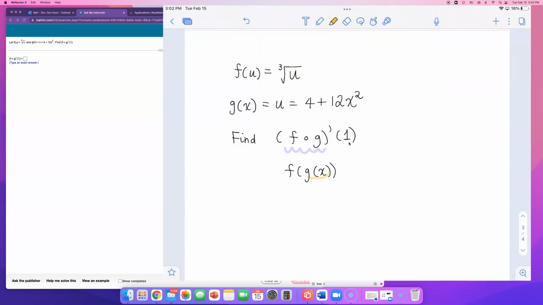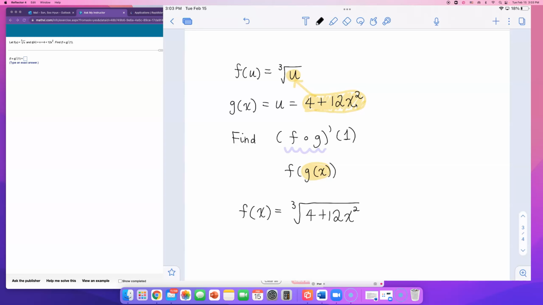You're going to have to plug g into f. So take a look. Where is g? Find the g. G is right here. Plug that into f, okay? So when I plug this into f, there's no more u, right? The input variable becomes x. So write down f of x equals the cube root of, what's that yellow thing? 4 plus 12x squared, okay?